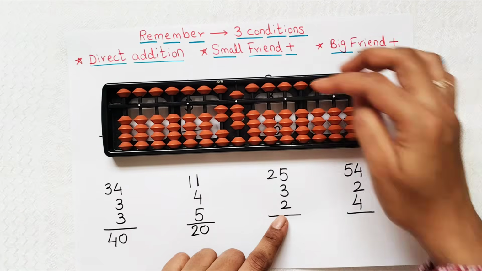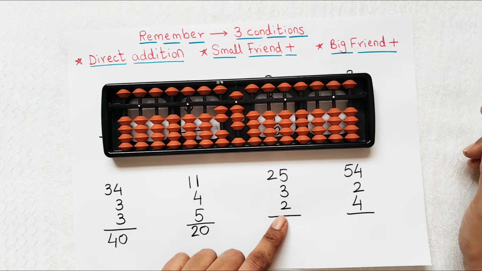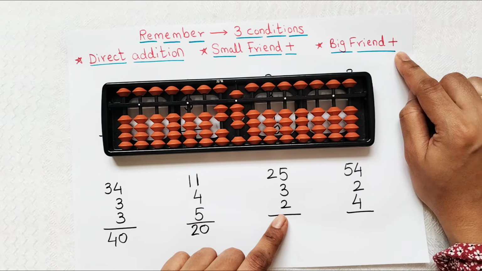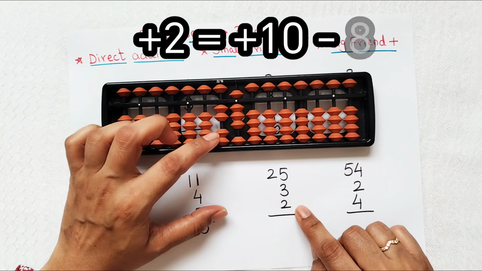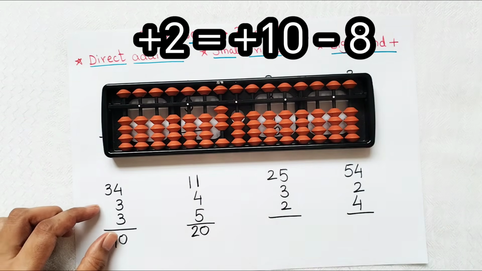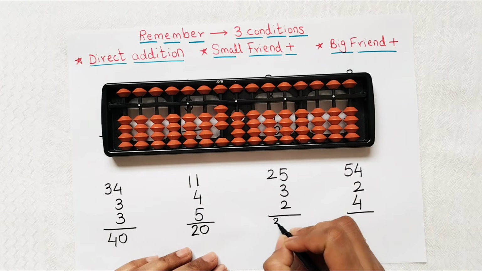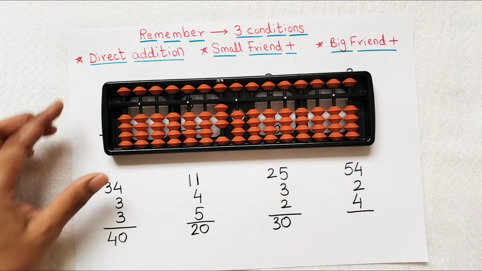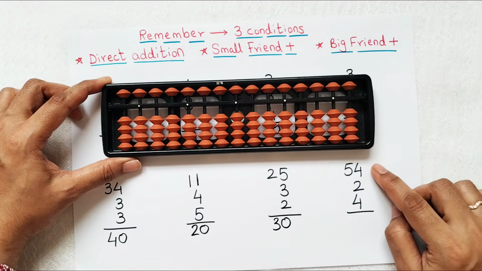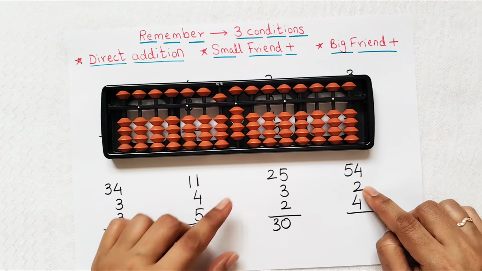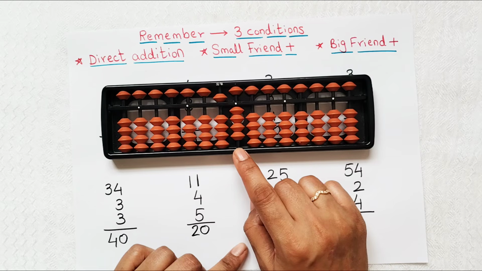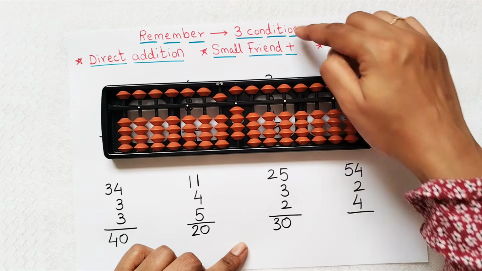The last one. 54 plus 2 plus 4. 54 plus 2. Direct addition I cannot do. Plus 2 I need to use small friend. That is add 5 less 3. Now add 4. Again direct addition I cannot do. So over here I have to use small friend. No. I have to use big friend. Okay, that is add 10 less 6. My answer is 60.